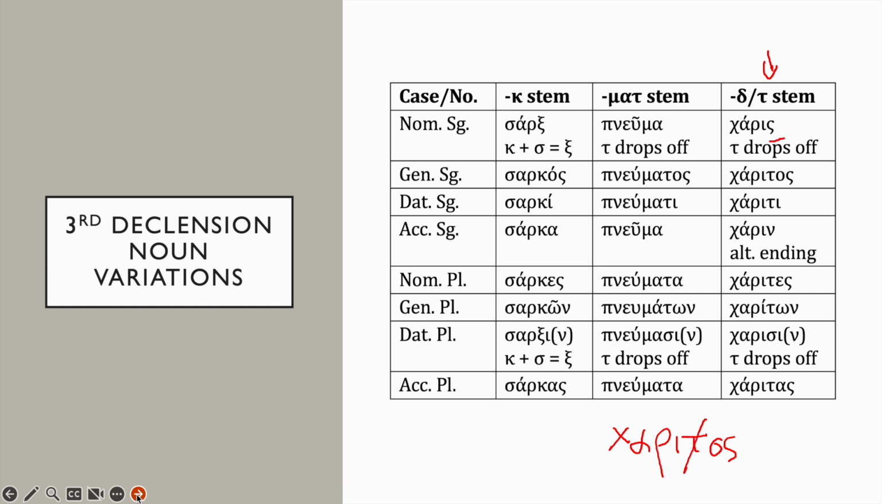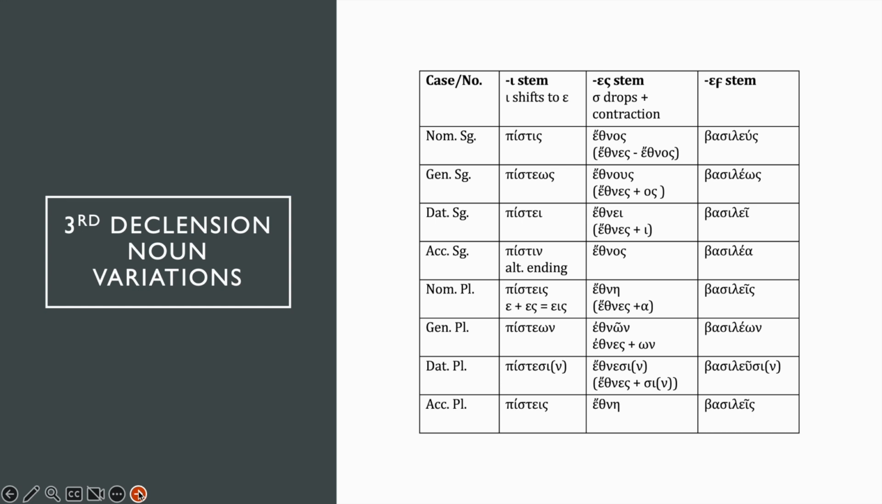Okay, when a sigma is added, the tau drops, and you get charis, as we see in the nominative singular. And there's an alternative accusative singular, charin. Where we expect to see charita, we see charin, which is simply a nu on the end. This is probably because we see a shift to second declension forms in the first declension forms in the Greek, with the nu ending.